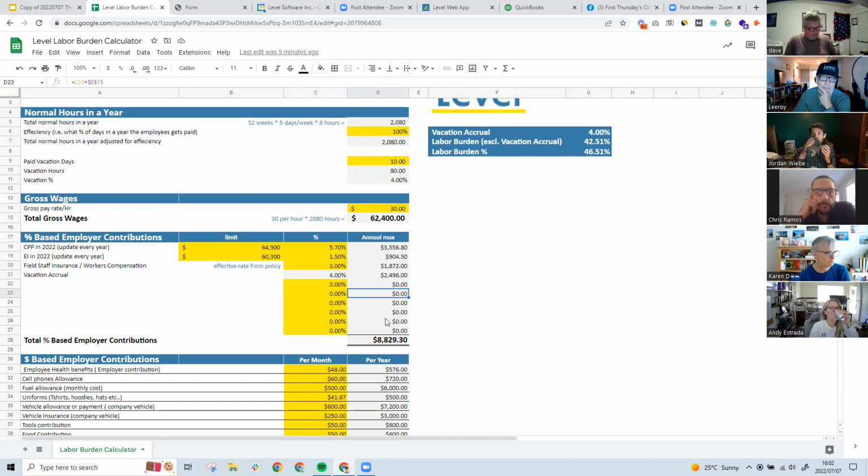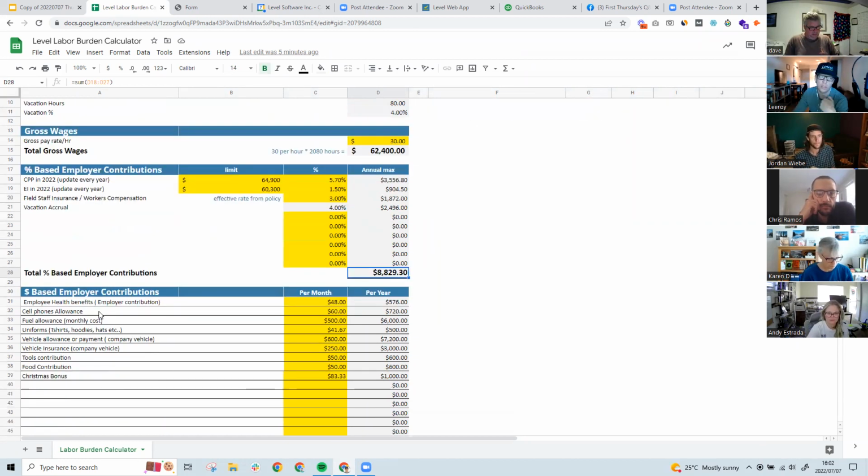Cool. So once we have that, we have a total for our total percentage-based employer contributions or indirect costs. The next thing you want to do is look at your dollar-based employer contributions. So what else is the company contributing to get this job, to hire this employee so that they can perform their work? Some examples are employer health benefits, where a portion of that could be getting contributed, cell phone allowances, fuel allowance, anything that the company is contributing to. And it's not an employee deduction, right?